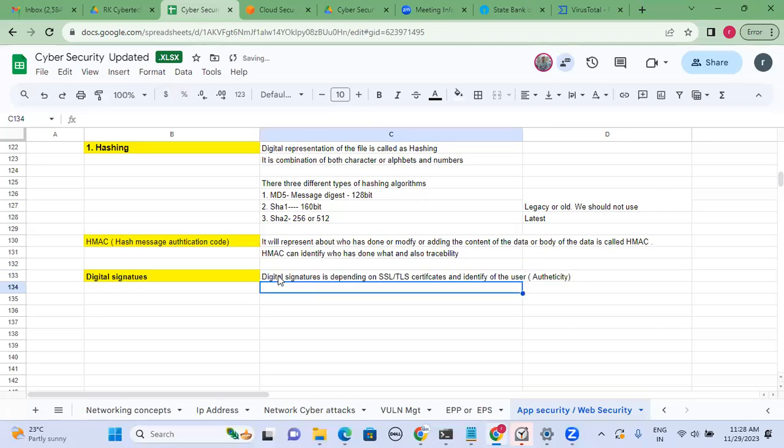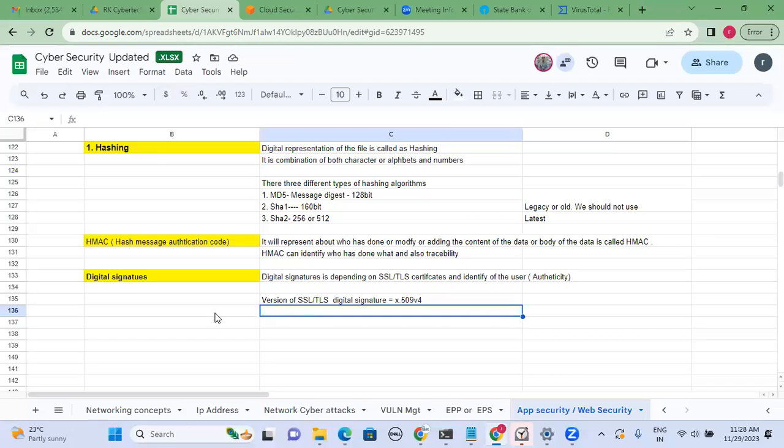Now, what is the digital signature version? SSL/TLS certificate versions we are using? We are using X.509 version 4. What version did I say? X.509 version 4. So that is the signature of the respective SSL/TLS certificate side. Current version, maybe in future it will change.